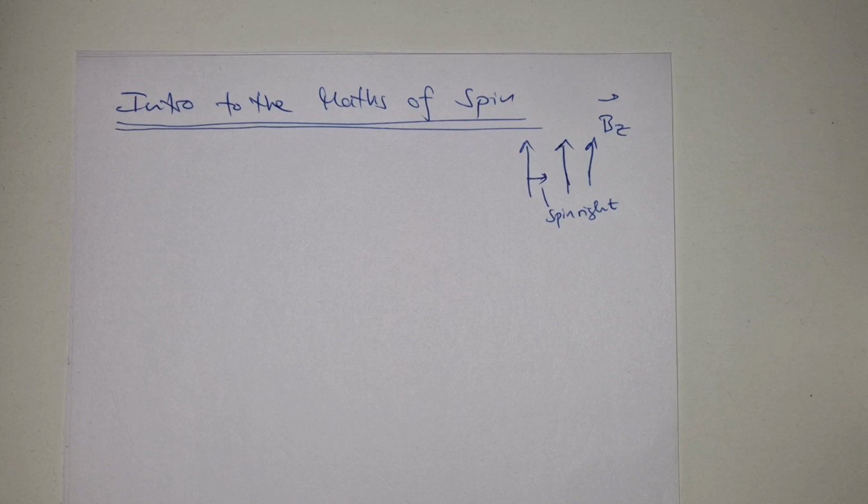Hello and welcome to this very quick and basic intro to the maths of spin. The goal of this video is not to introduce you to the basic physical effects of spin, but rather to the mathematics behind it. So what are spin operators? How do they work? How are they represented by the Pauli matrices? How do the Pauli matrices work?